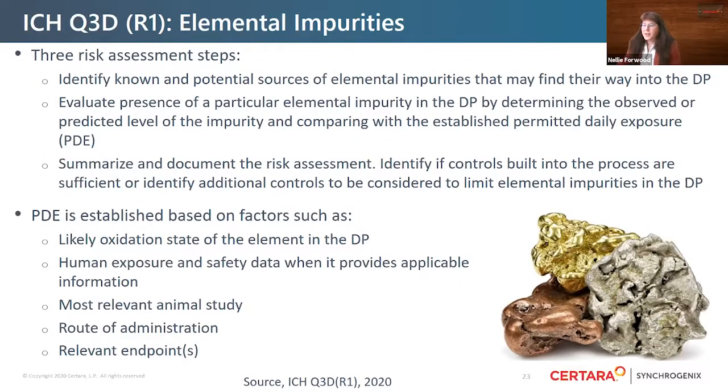So the next guidance that you need to look at is elemental impurities. There are 3 risk assessment steps. You identify known and potential sources of elemental impurities. You're going to evaluate for the presence of a particular elemental impurity in the drug product. You need to summarize and document the risk assessment.